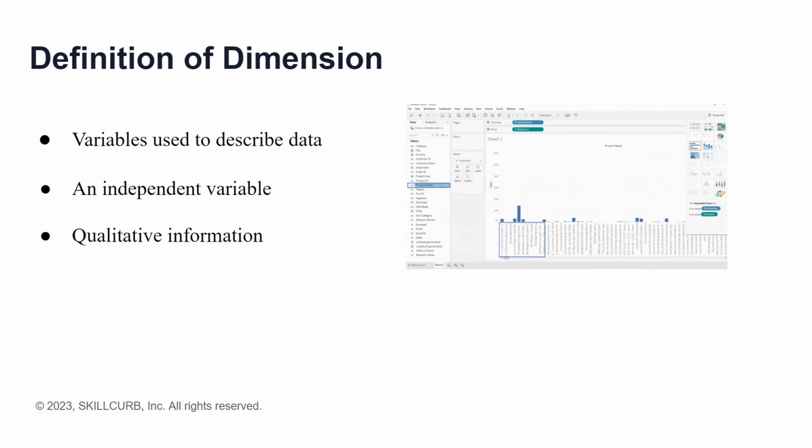Let's first begin with defining a dimension. The variables or classifications used to describe the data in the visualization are called dimensions. A field that is an independent variable is known as a dimension. It is usually a field with qualitative information in it, such as the product name.